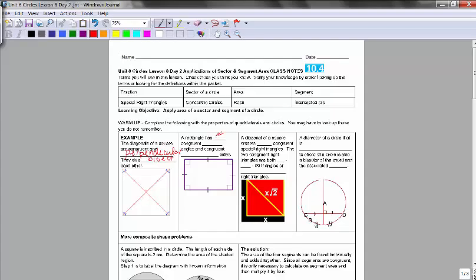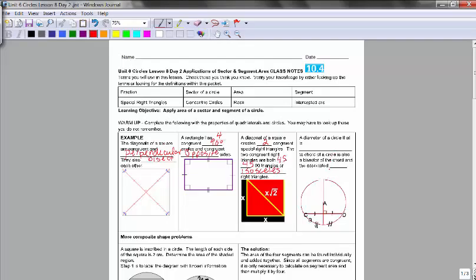Okay, a rectangle has 4 congruent 90-degree angles and congruent opposite sides. And we can check the drawing to confirm that. The diagonal of a square, so one of these here, creates 2 congruent special right triangles. The 2 congruent right triangles are both 45, 45, 90 triangles, or isosceles right triangles. We talked about those yesterday.